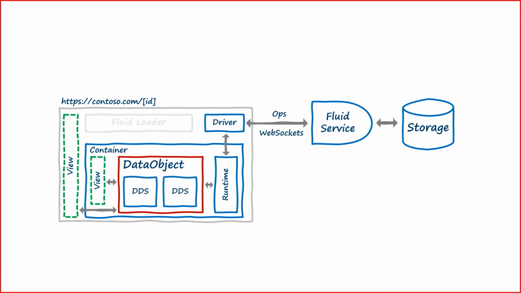Now, the way that the data actually passes back and forth between the data object and the Fluid service is, as Dan already mentioned, basically through DDSs. Ultimately the runtime is paying attention to these DDSs, and anytime a DDS changes, the runtime will notice and create an op, and send that through the driver, which is the translation layer between the client and the Fluid service. There are different drivers for different Fluid services, but ultimately that is provided as part of the framework.